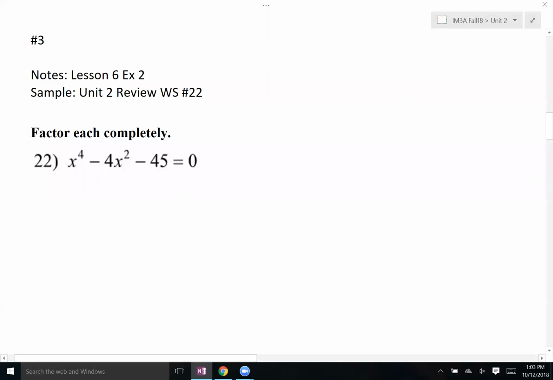Question 3 on the retake review is similar to question 22 on the Unit 2 test review. So I'm going to go through that question. In your notes, this is like lesson 6, example 2. And like the previous problem that we did in the videos, when I see "completely," it means I'm going to have to factor something more than once, probably, maybe using different methods.